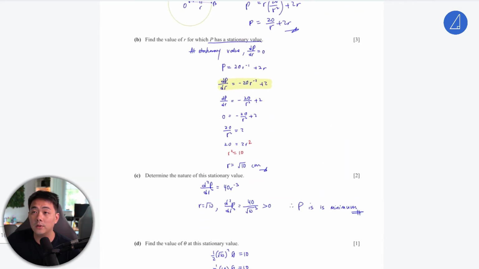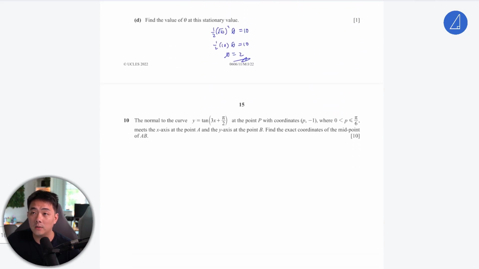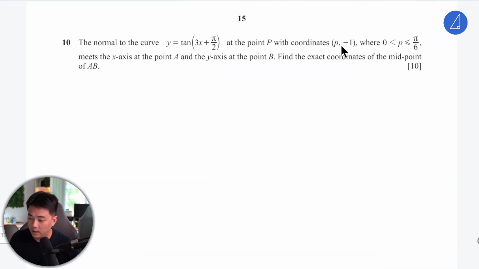Alright. Yep, that's it. That is just it. So that's how we do this question here. Let's look at the next one. Question 10. Let's see how I can do this proficiently.